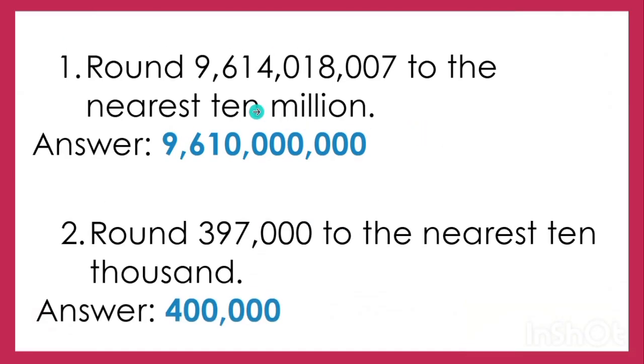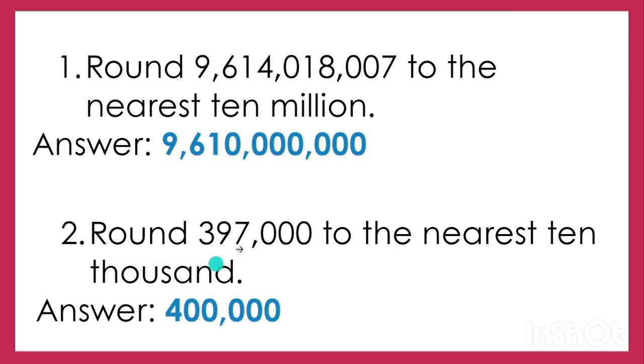So for number 1, round 9,614,018,007 to the nearest million. We will have 9,610,000,000, because the 10 million is here, the 1. And beside the 1 is 4, which is less than 5. So we do not round up; we round down. The 1 will remain 1 and the rest will become 0. So we will have 9,610,000,000.